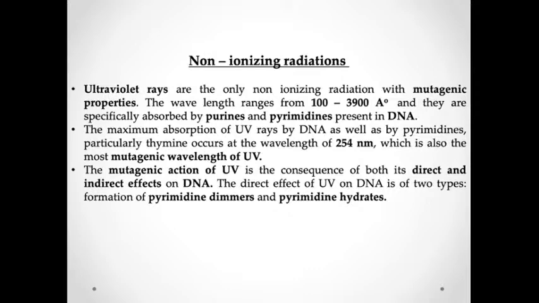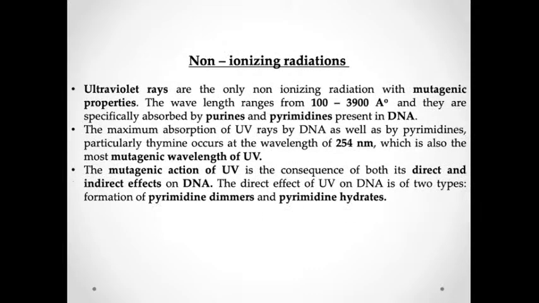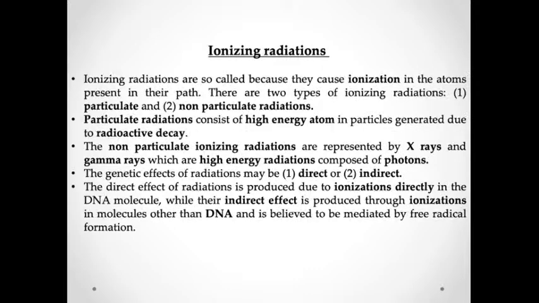The mutagenic action of UV is a consequence of both direct and indirect effects on DNA. The direct effect of UV on DNA is of two types: pyrimidine dimers and pyrimidine hydrates. So the pyrimidines make a dimer between themselves, or sometimes pyrimidines form hydrates. That's how it exerts its effects.